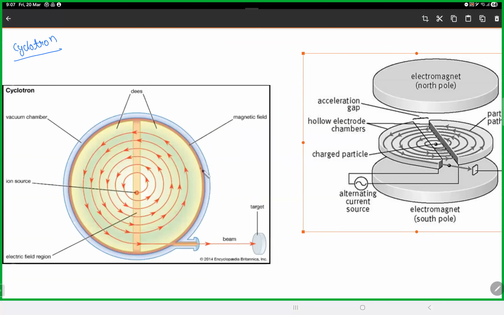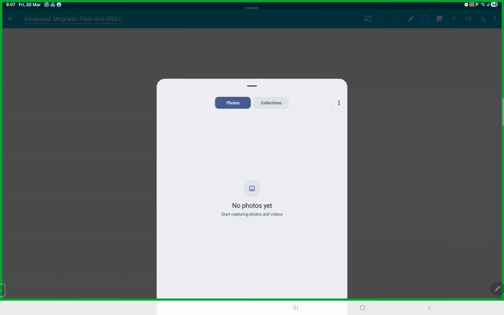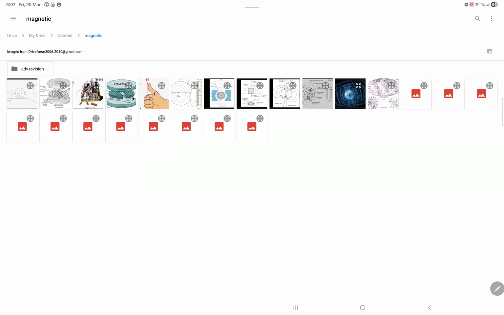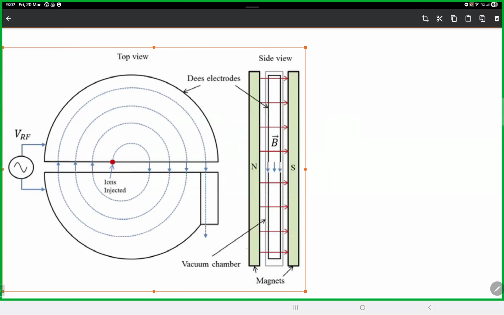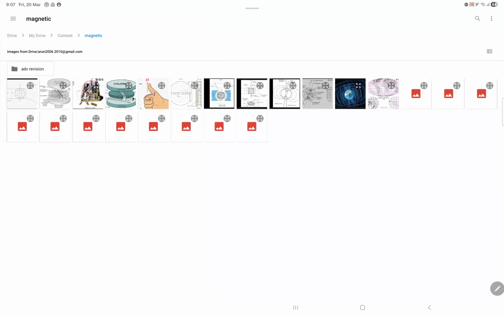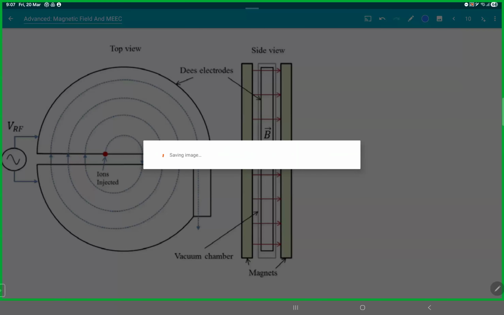This is your side view. This is the schematic. So there are a lot of pictures there. I'll explain how the working is a pretty easy concept. You should just know when there's a cyclotron, you should know how it works. The actual one looks something like this.